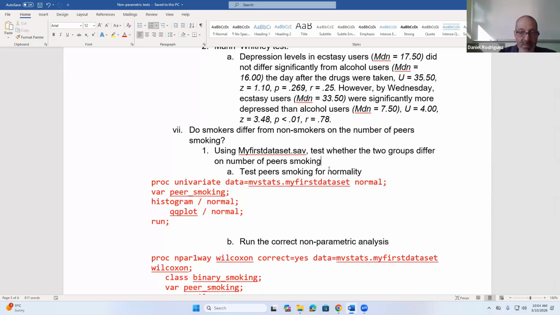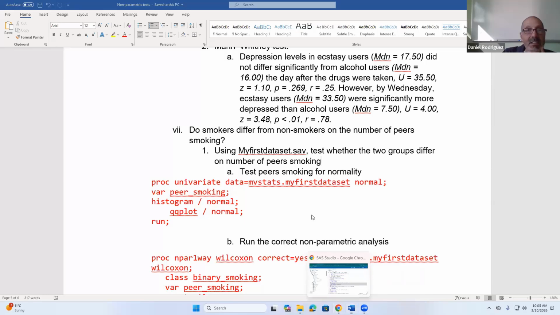All right, so first we'll start by testing peer smoking for normality, and this is the code for testing it. Again, I saved it in my library. You can create your own library, call it MB stats, and then the data set is called my first data set, which you download, and you probably already have now. Then we'll run this code and see what happens.